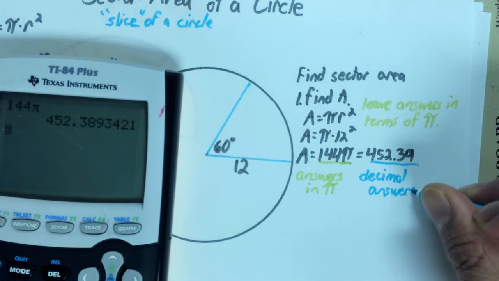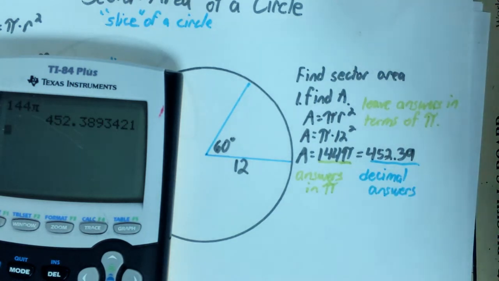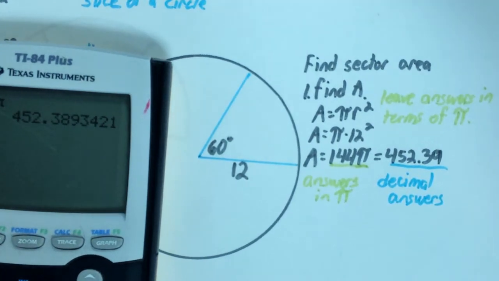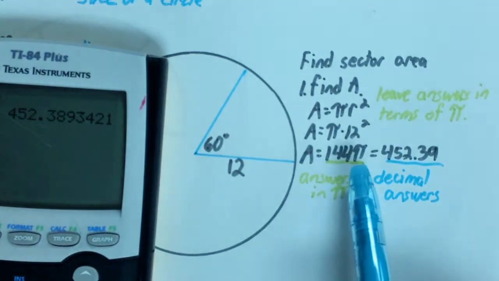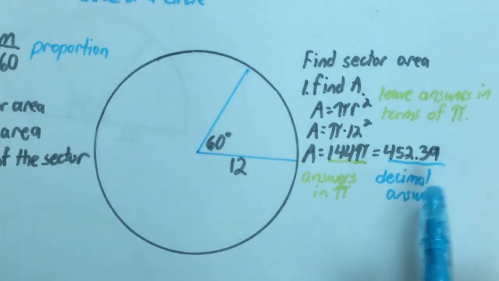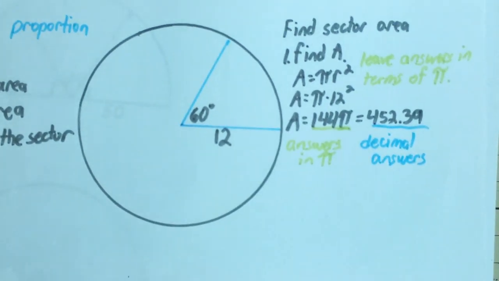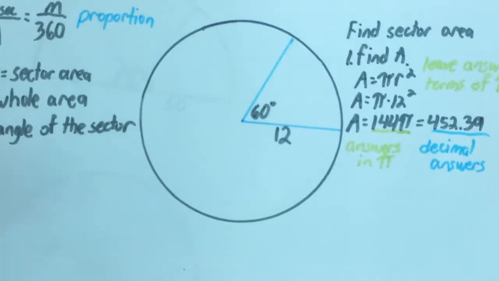For the rest of this section, I'll be working with answers mostly in pi. The reason for that is when you go to an upper level course such as pre-calculus, they tend to stick their answers in pi. Because this is a more accurate answer, while this is a rounded answer. So there's my area, 144 pi. Now we can set up our proportion.